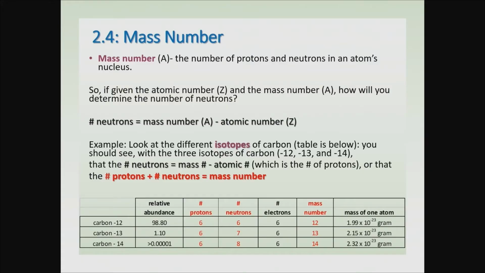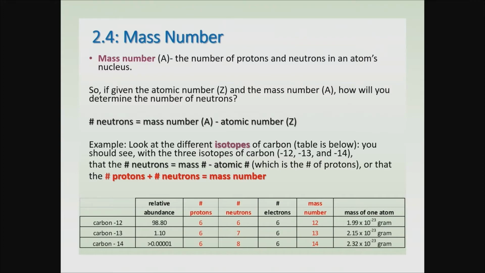It's 1.99 times 10 to the negative 23 grams. Now carbon 13 has 1 more neutron than carbon 12. It's going to weigh a little bit more. It's 2.15 times 10 to the negative 23 grams. And carbon 14 has another neutron. It's going to weigh a little more than that. It's 2.32 times 10 to the negative 23 grams.